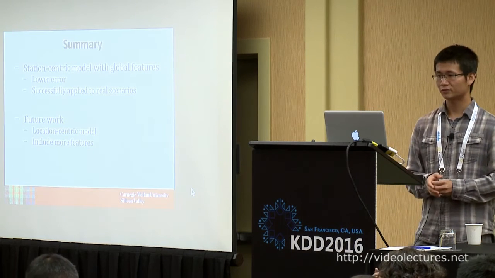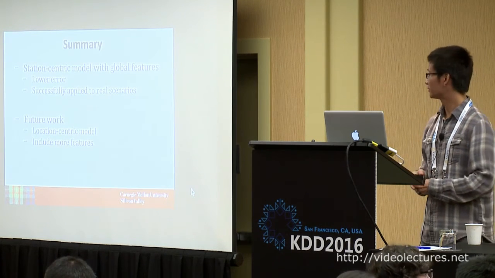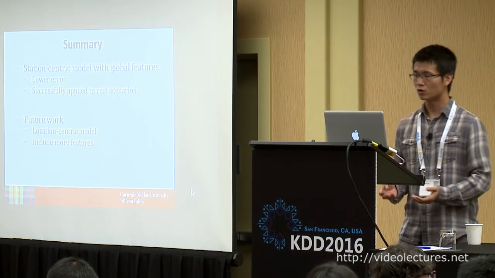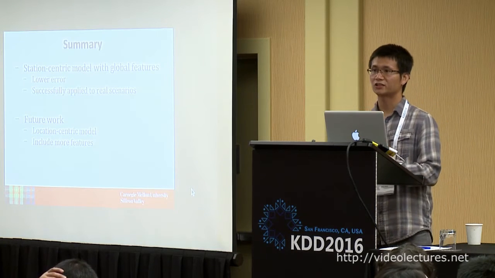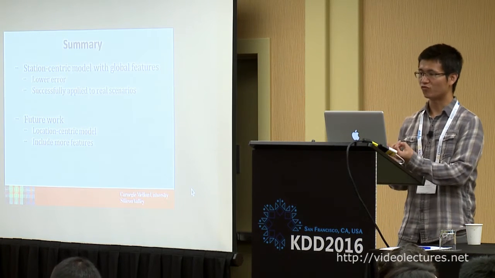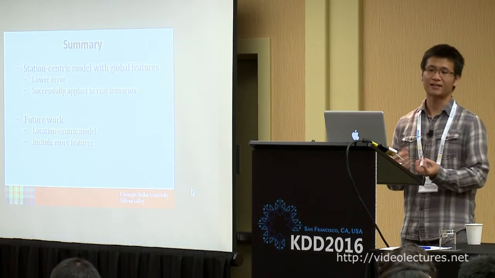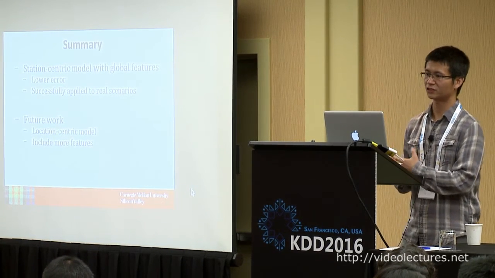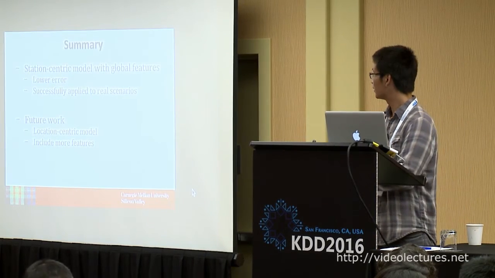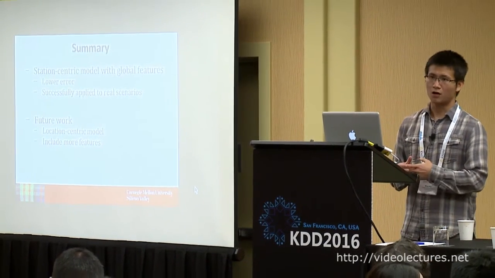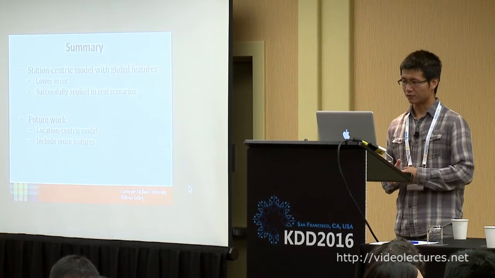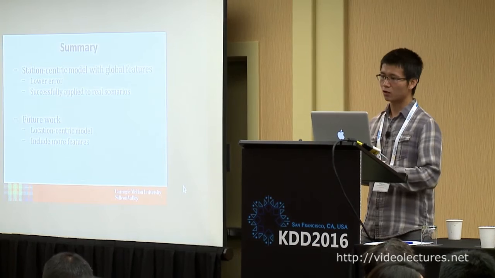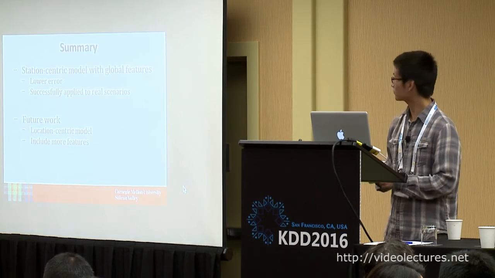For the future works, there are two directions. The first is, instead of building a station-centric model, we can put the similar stations together and frame it as the location-centric model to avoid the insufficient training data problem. We can also create more features, then we can get more benefits from those global feature extractors.